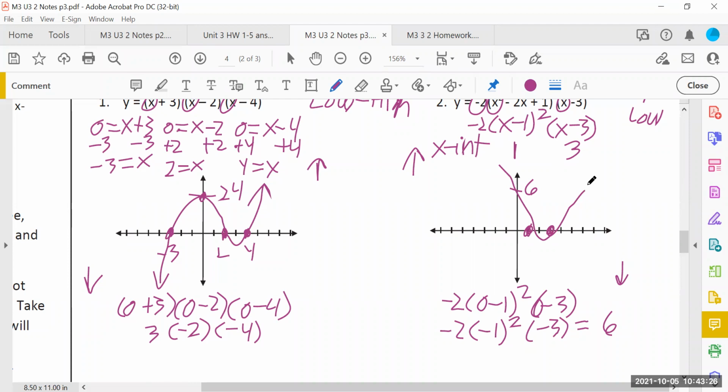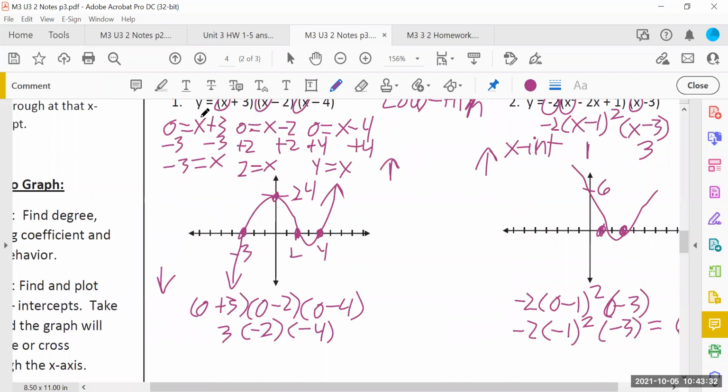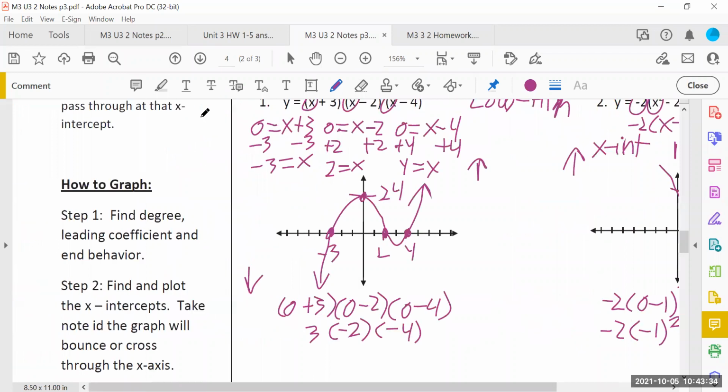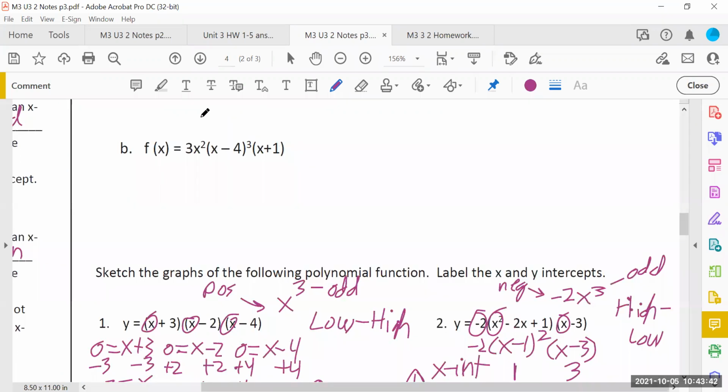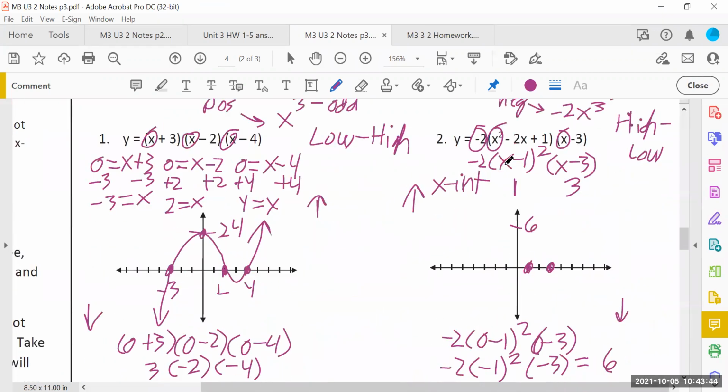So we made a mistake. Specifically, remember how we had said that if the multiplicity is odd, we go through, but if it's even, we bounce off. So right here, which of those x-intercepts had a multiplicity of 2? The x minus 1, right? Right here, that was squared. There's 2 of those. So this one should be a bounce. Label it, put a B, remind yourself that you're going to bounce off there.